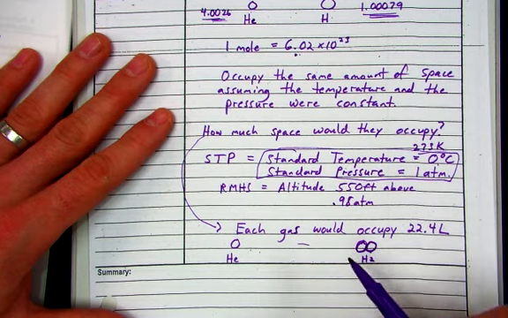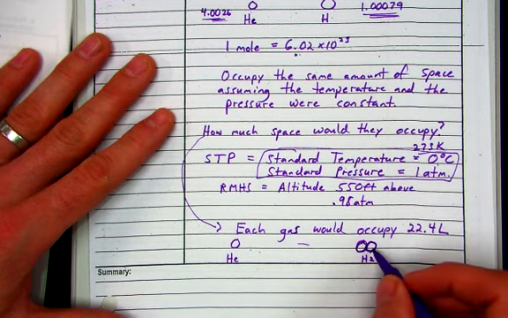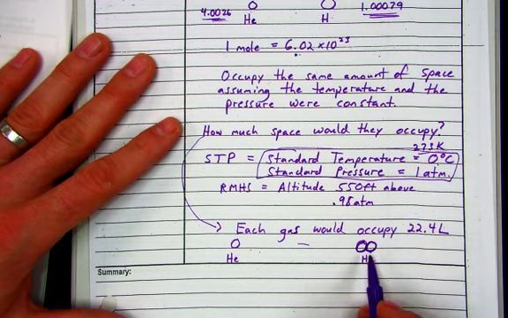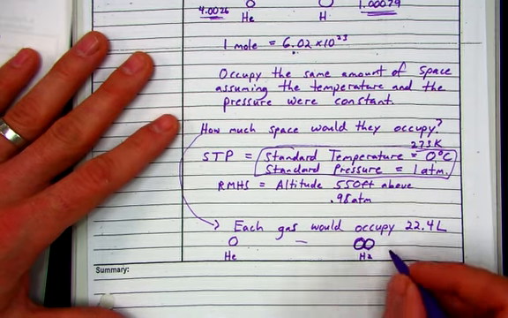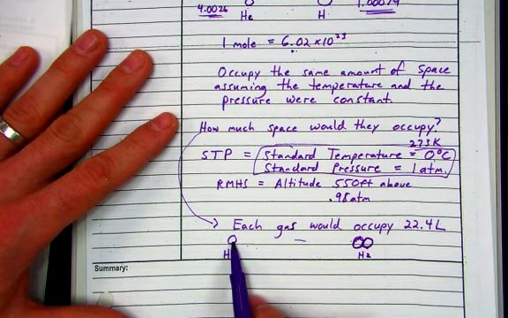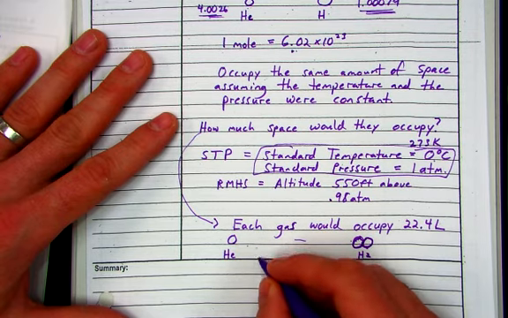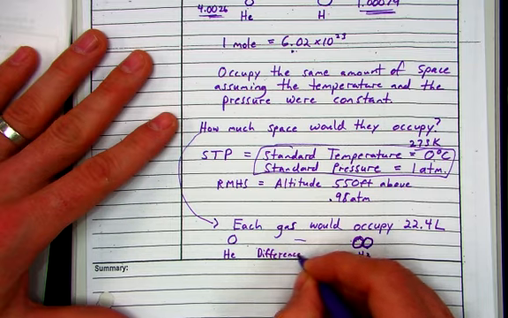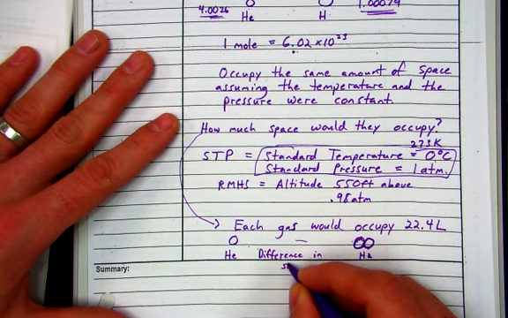Now the reason that each of them occupy that amount of space is gases are so small that the difference in size is negligible.